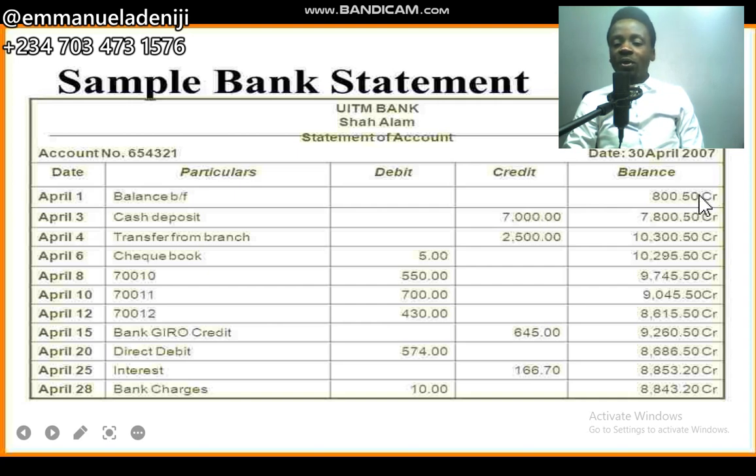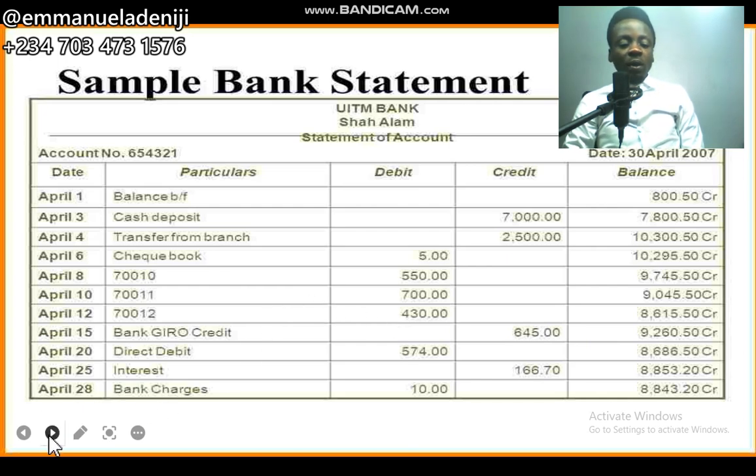So 800.50 plus 7,000, you have 7,800.50. Another addition makes this figure. What you have here is a subtraction, and the bank will tell you the reason in the details. Anything on the debit is another subtraction, another subtraction, another subtraction, to leave you with this, another addition. So that's how a bank statement works.